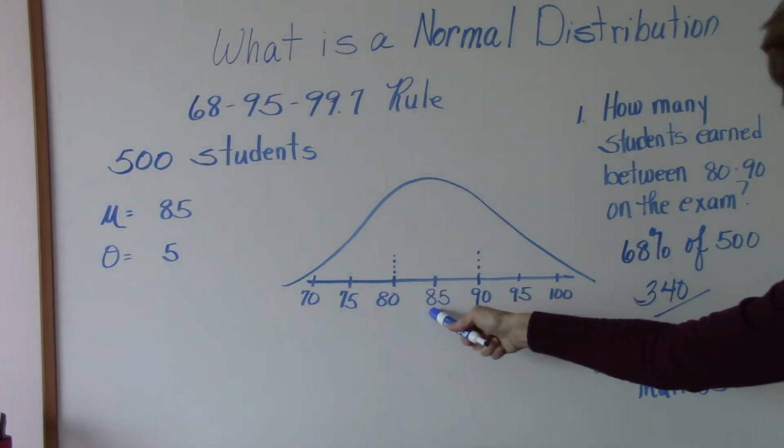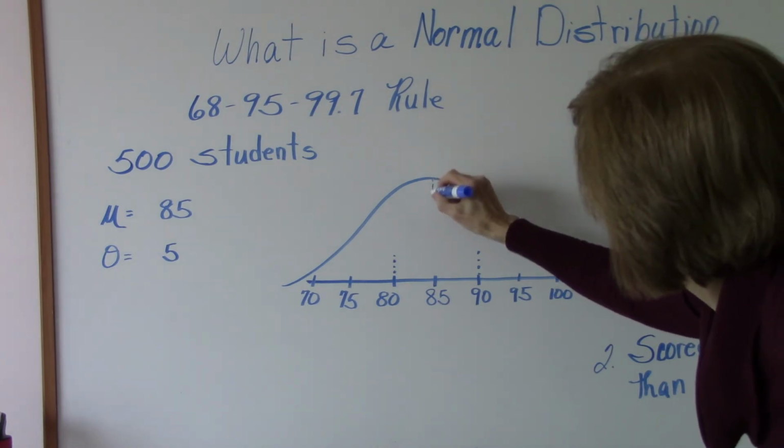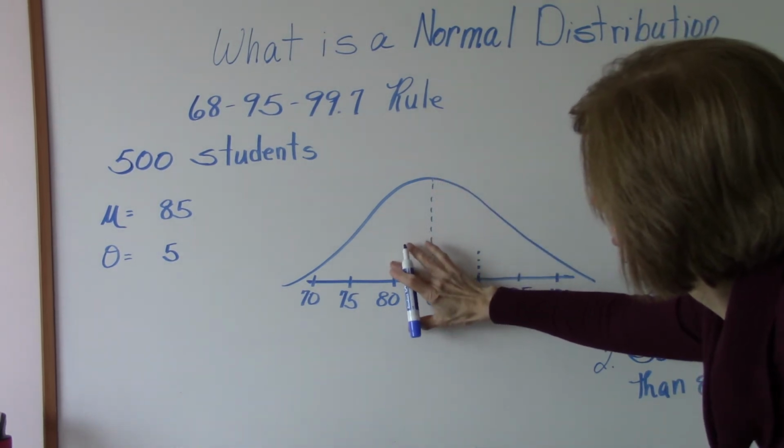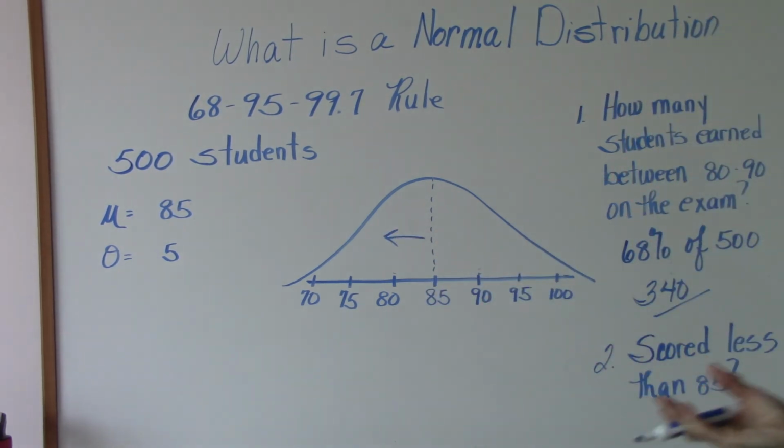Okay, so 85 is our mean. We want all the scores that are less than 85. That would be half of the students, or half of the data. So we have 50% of 500. So 250 students would have scored below the mean.